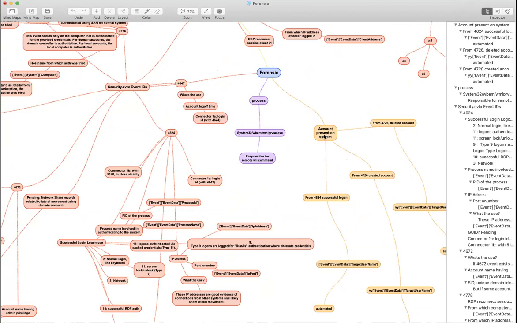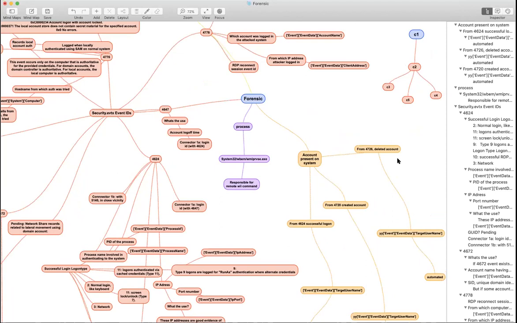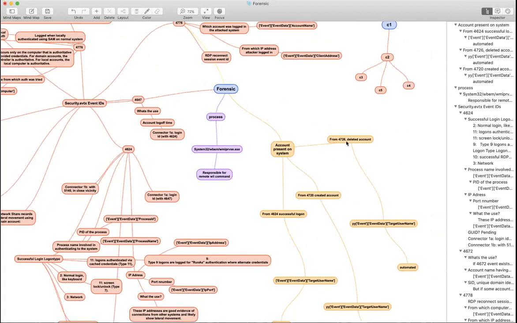The other thing is that maybe the account was created earlier but got deleted somehow by the attacker after their work was completed. So you can also get those names from event ID 4720, which shows where accounts were created. And the other suspicious thing that will be raised is event ID 4726, which will tell you if any accounts were deleted during the time frame of the infection or maybe prior.